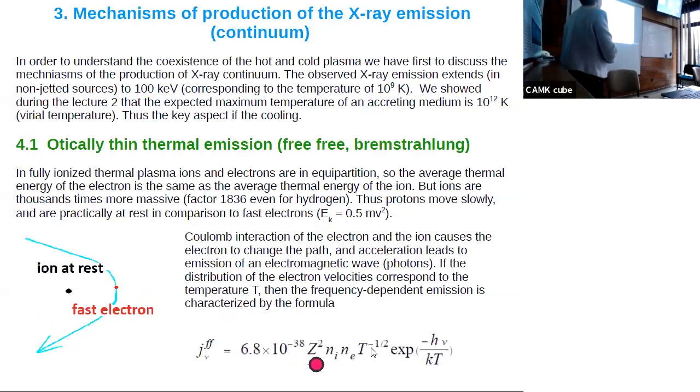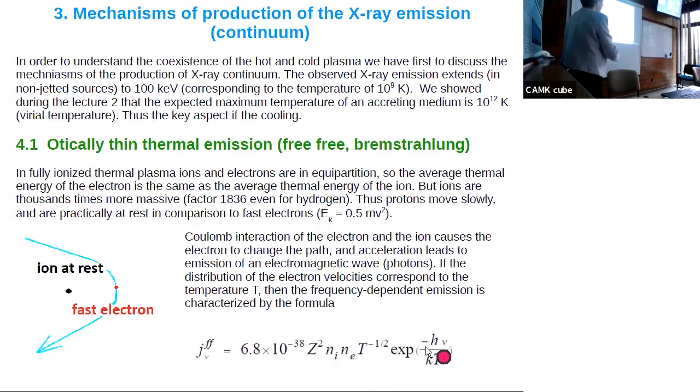To derive this formula is not really very simple, so I decided not to try to do that with you. But the formula for the Bremsstrahlung as a function of frequency of the emitted photons has a simple shape. It depends in a quadratic form on the density, because if you have more ions and more electrons, you have more emission, of course.